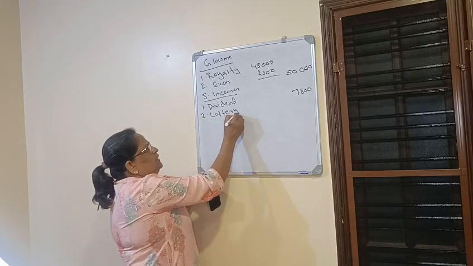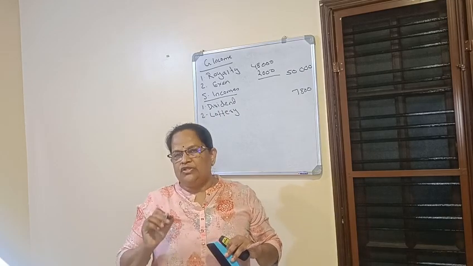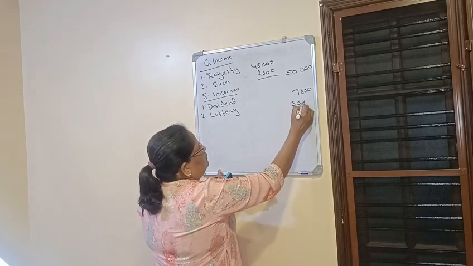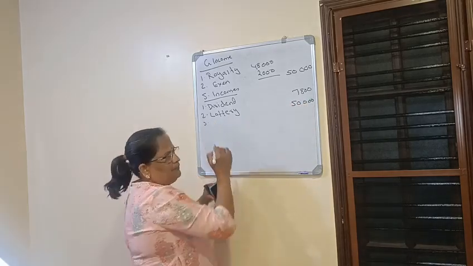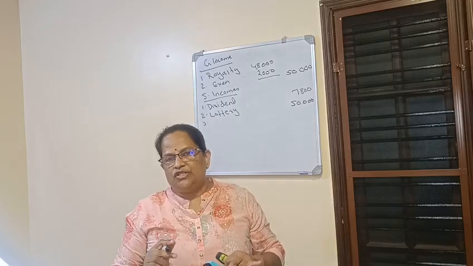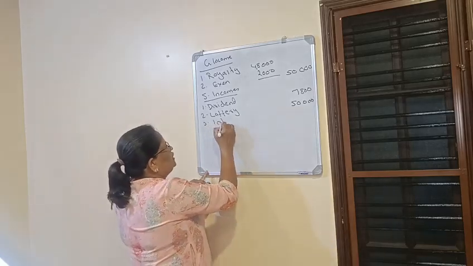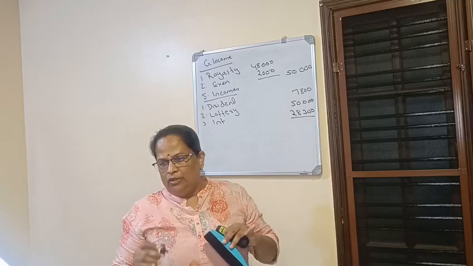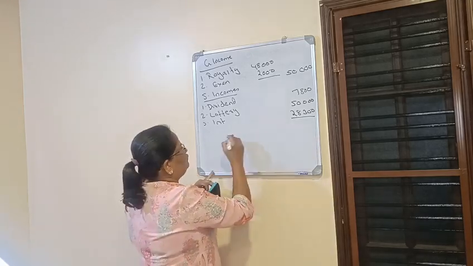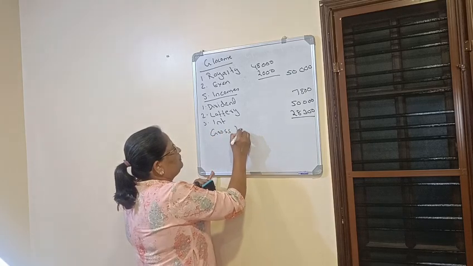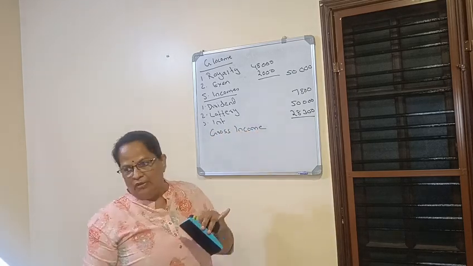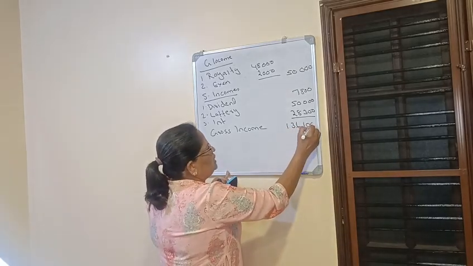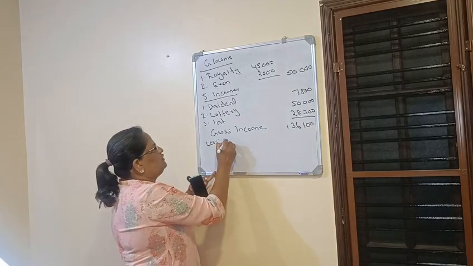You have to gross that. Rate of TDS is 30%. 35,000 into 100 divided by 100 minus 30. Value is 50,000. Next is interest on securities. We have calculated interest on securities 28,300. Now take the total of all this, gross income from securities. Value is 1,36,100. Now less deduction under section 57.